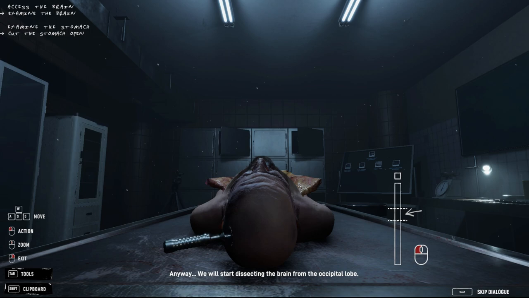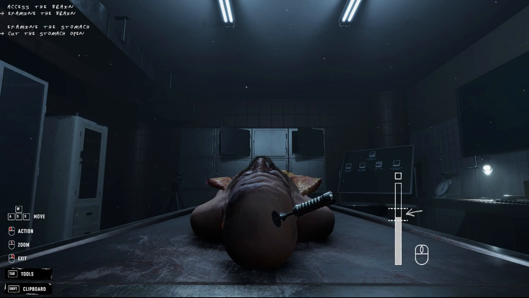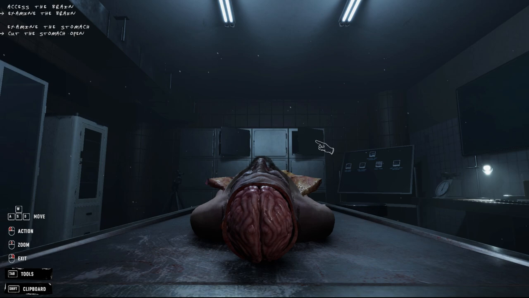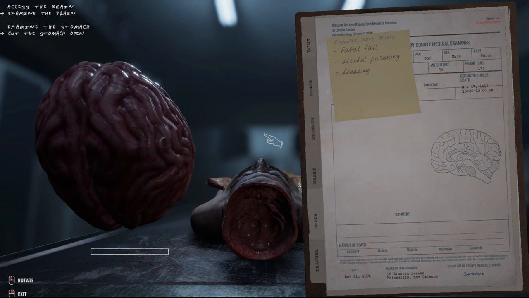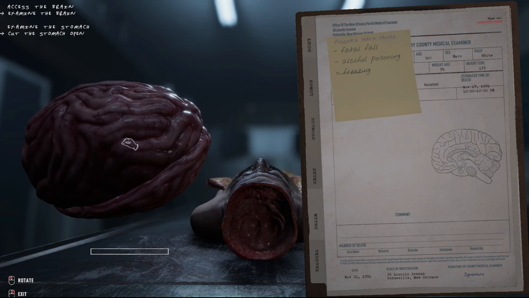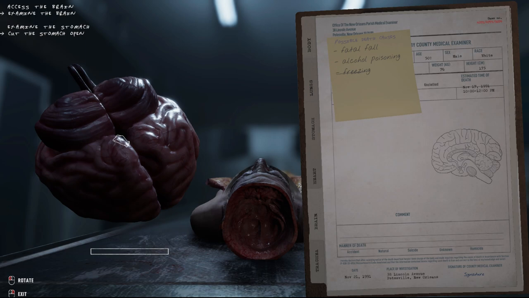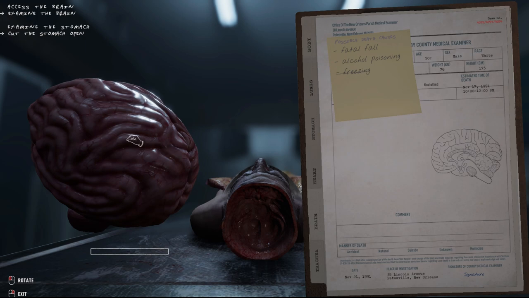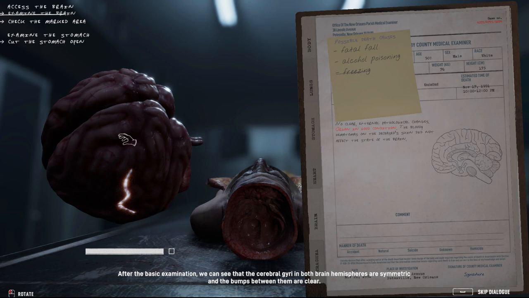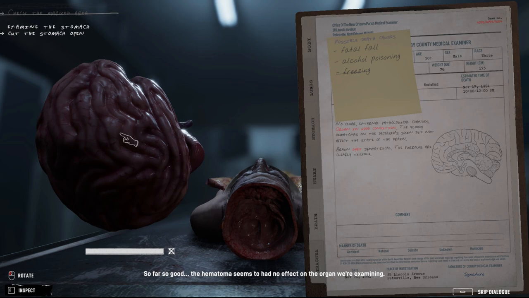Anyway, we will start dissecting the brain from the occipital lobe. In this way, the brain's dura mater is slowly revealing itself. After the basic examination, we can see that the cerebral gyri in both brain hemispheres are symmetric and the bumps between them are clear. So far, so good. The hematoma seems to have had no effect on the organ we're examining. Let's check its transection. Moving on to the incision.